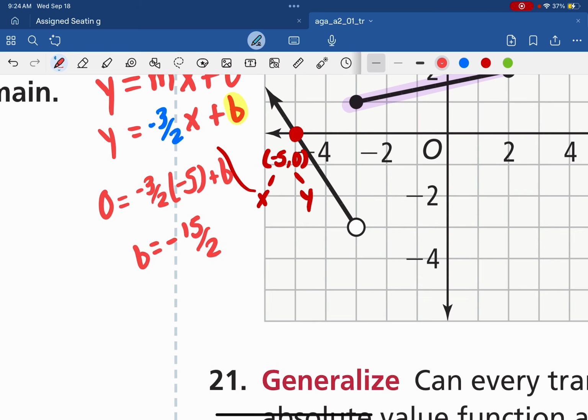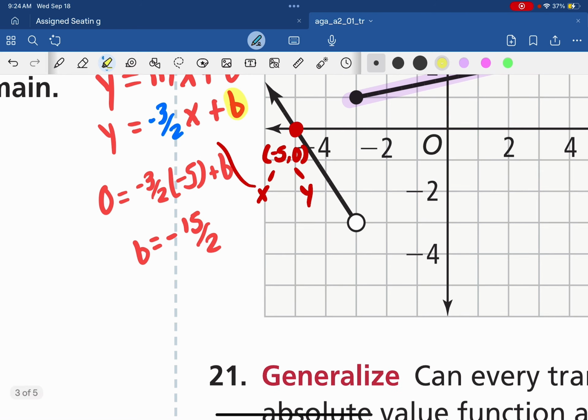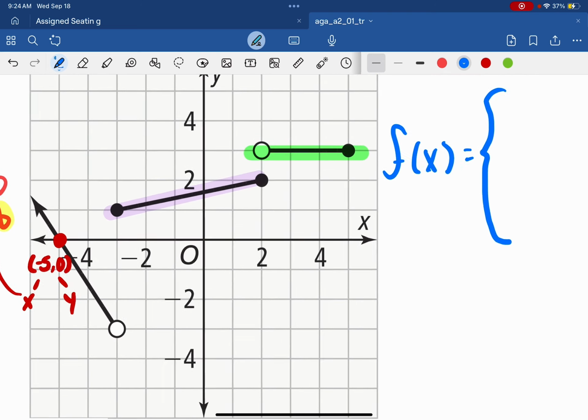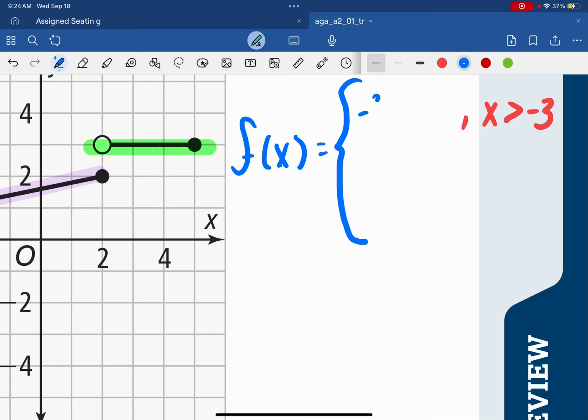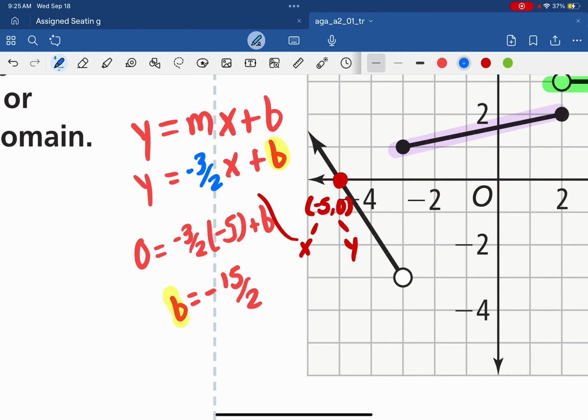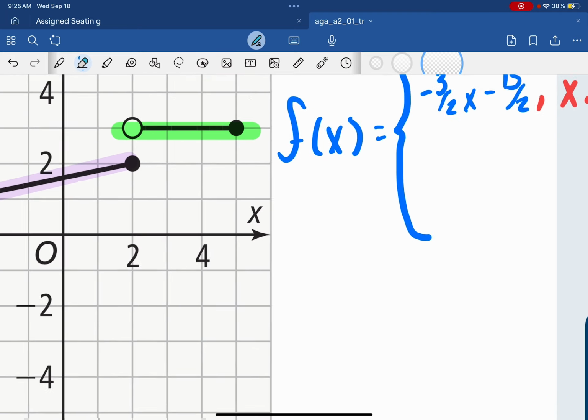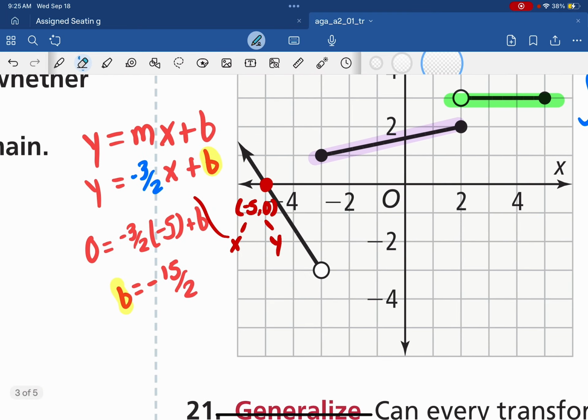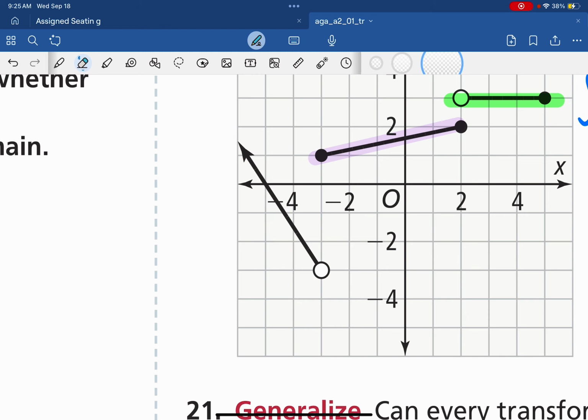Okay. So now that I know what b is, I can give you the equation of my line. So my line has an equation of y equals -3/2 x minus 15/2. And this is just me putting my slope and my y-intercept together and letting that define my line. Okay, so we'll go to the next one.